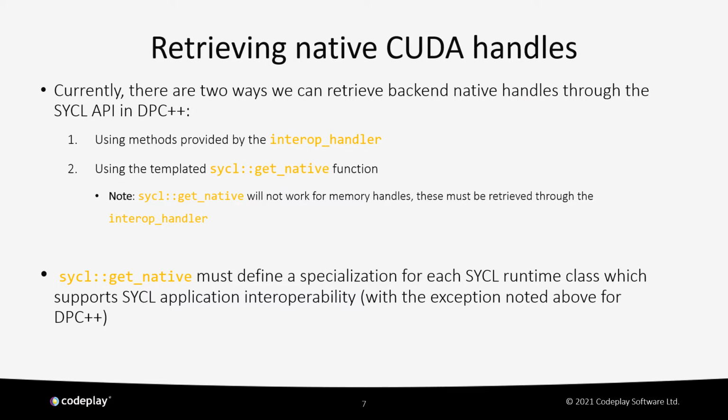Before we can call CUDA library functions, we need to retrieve native CUDA object handles. Currently, there are two ways to do this. We can use methods provided by the interop handler, or we can use the templated SYCL getNative function. SYCL getNative has one limitation in that it cannot retrieve native memory handles. This must be done through the interop handler. With the exception of the above, getNative must define a specialization for each SYCL runtime class which supports SYCL application interoperability.